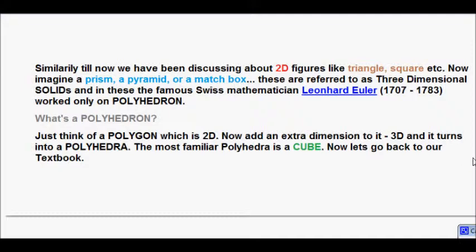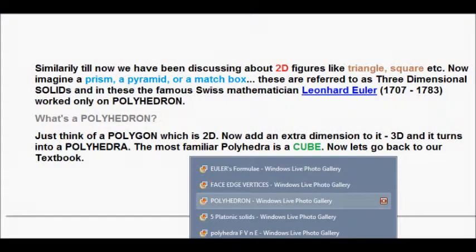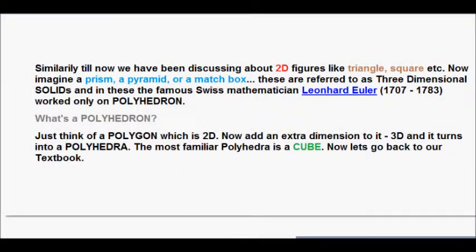We have been discussing surfaces which are 2D in shape. Now let us talk about 3D figures, and in that our Swiss mathematician Mr. Euler worked on polyhedra. A polyhedron is just like a cube. You would have played games with a cube, and then you can understand better. Now let us go back to the textbook and see what it has to say about this.